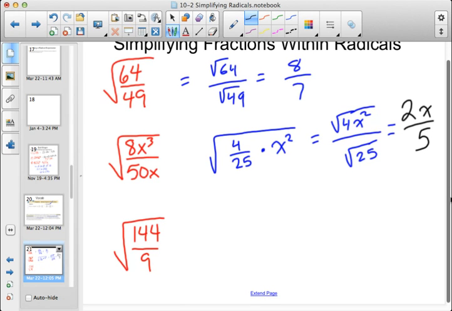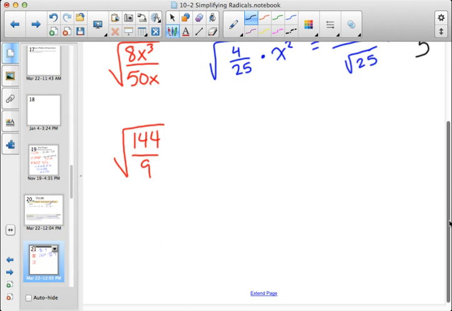The last example here, relatively easily, you can try this one on your own or think about what the answer would be. We would split this up into square root of 12. Oops, excuse me, jumping the gun there. This would just simplify to 12 over 3, which also simplifies to the number 4.